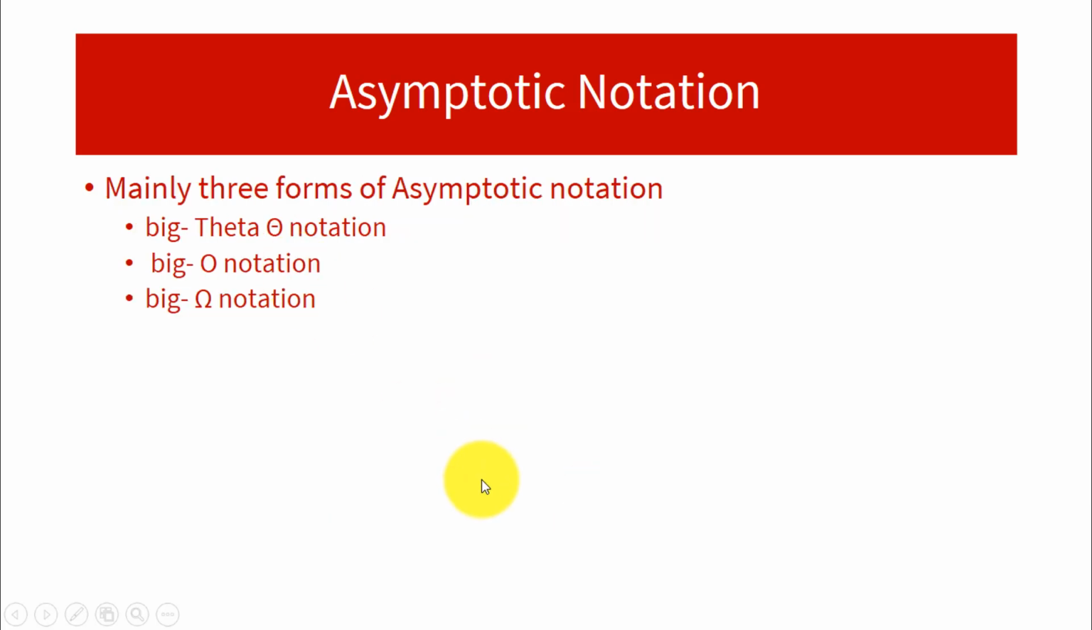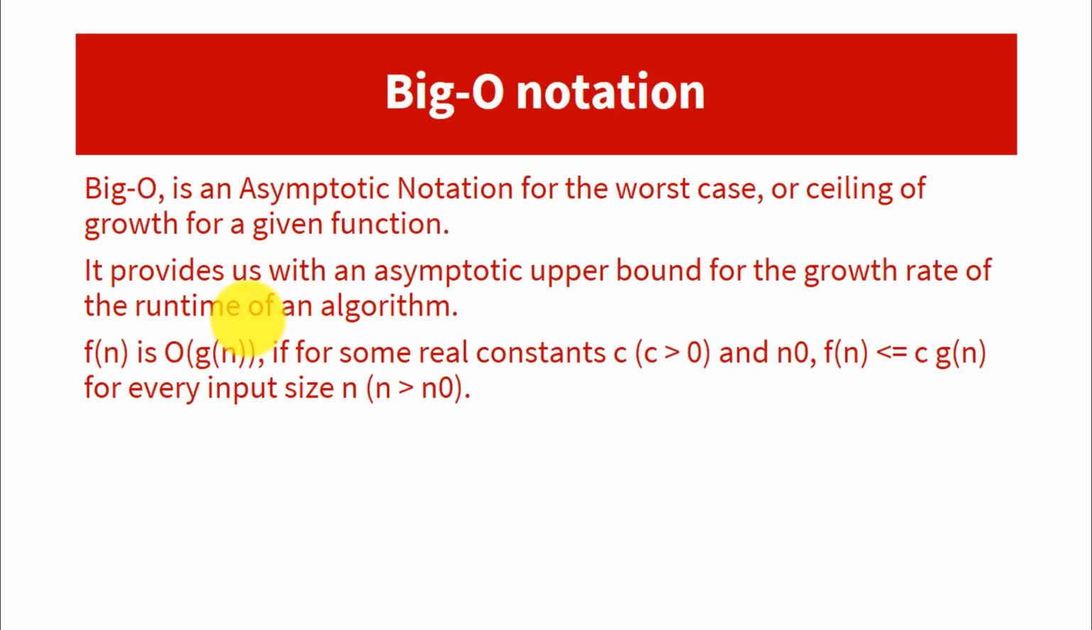So there are three forms of asymptotic notations: the big theta notation, which is represented with this Greek theta symbol, and the big O notation and the big omega notation. Let's talk about each of them one by one.